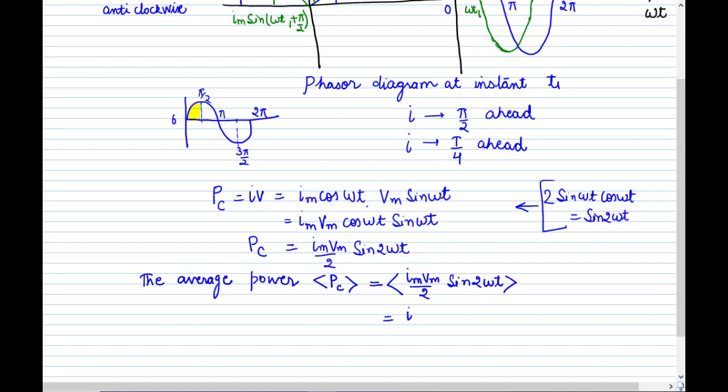So Im is a constant and Vm is a constant, the maximum amplitude of the current and the voltage. Then we have to take the average of only sin 2 omega t. And over a complete cycle, the sine 2 omega t average is always 0. So the average power given to the capacitor by an AC current source or an AC voltage source is 0.